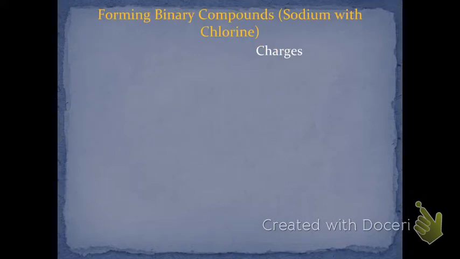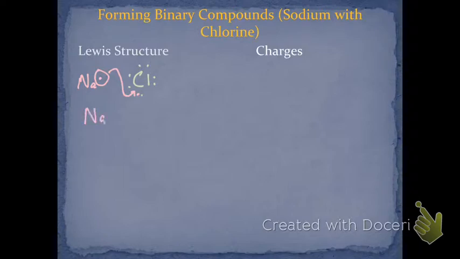All right, so forming binary compounds. I'm going to draw the Lewis structure of sodium and chlorine. So here's sodium. Sodium has 1 valence electron. Chlorine has 7. And so sodium wants to donate its electron. Chlorine wants to add an electron. So there you go. Sodium is able to donate its electron to chlorine.